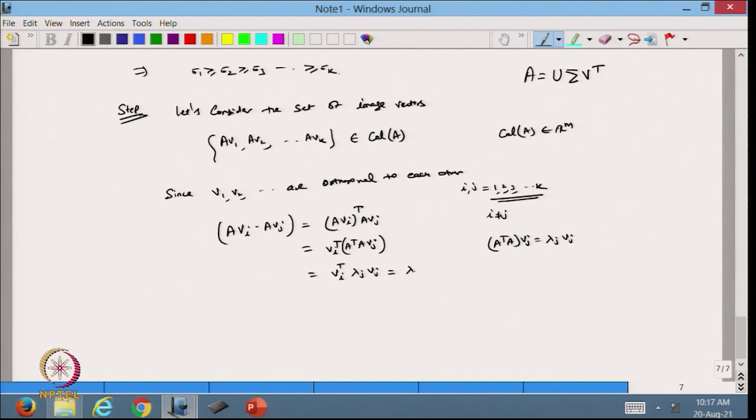and now from here I can take lambda j common. So from here I will get vi transpose vj, and these are orthogonal to each other, so its value I know is equal to 0. So from this I can say that A of vi is perpendicular to A of vj, where I am taking i and j from 1, 2 up to k. So this is all we are considering about the column space.